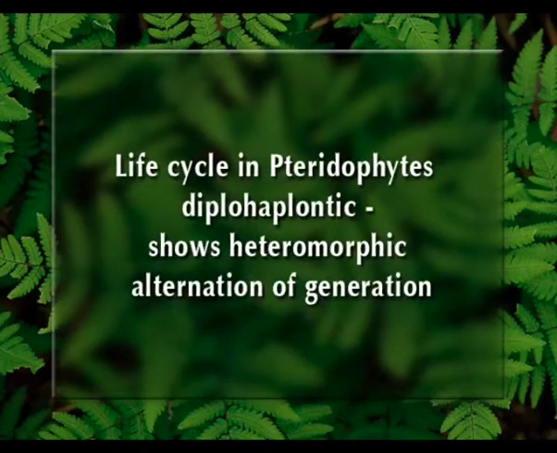Therefore, we can say the life cycle in pteridophytes is diplohaplontic. It means that the life cycle shows a heteromorphic alternation of generations between, on one side, the diploid sporophyte and, on the other side, the haploid gametophyte, which are independent of each other.